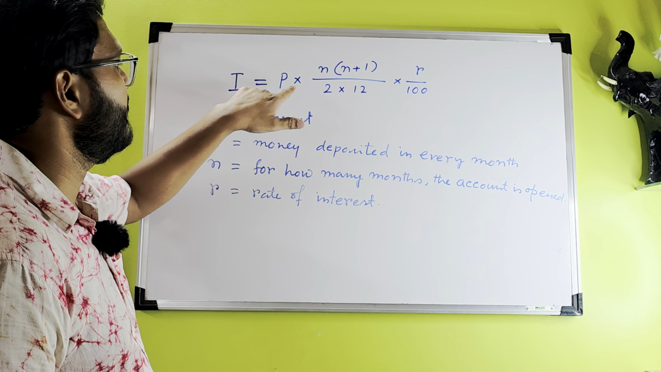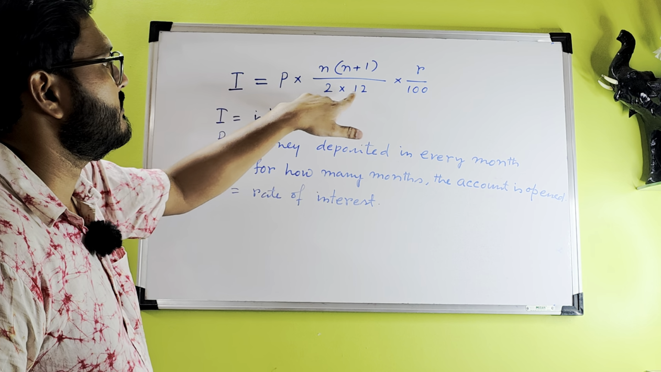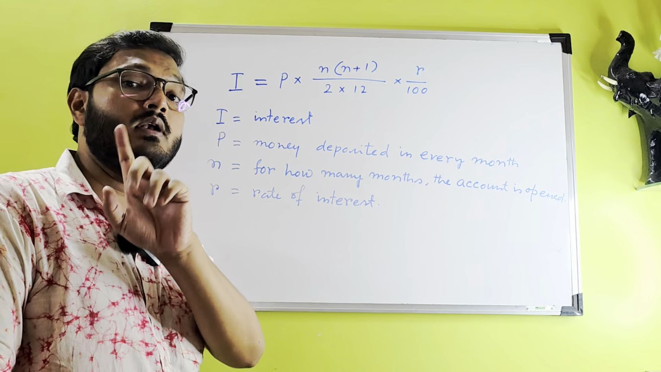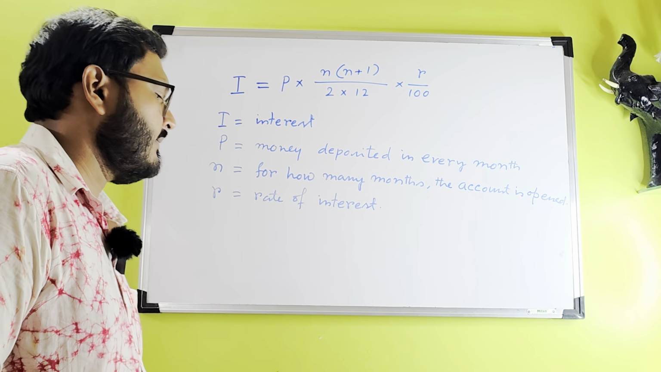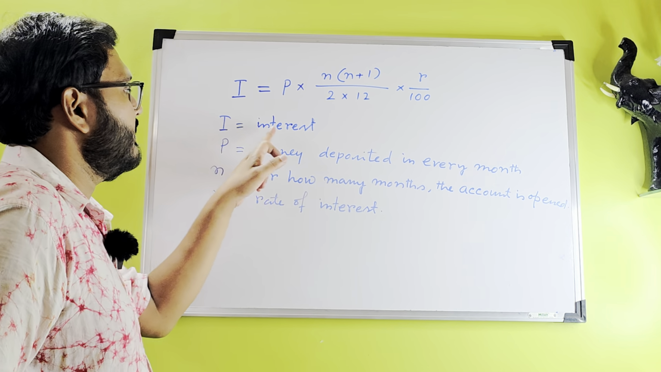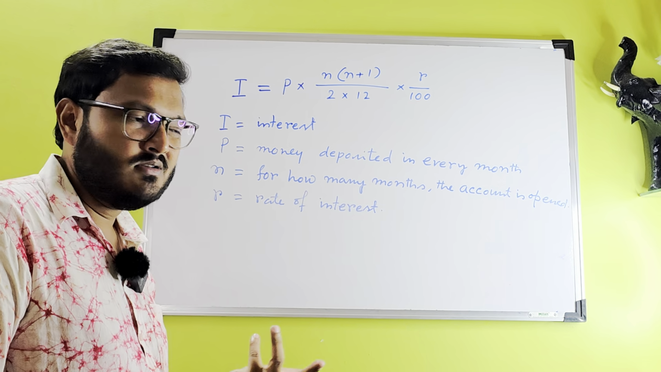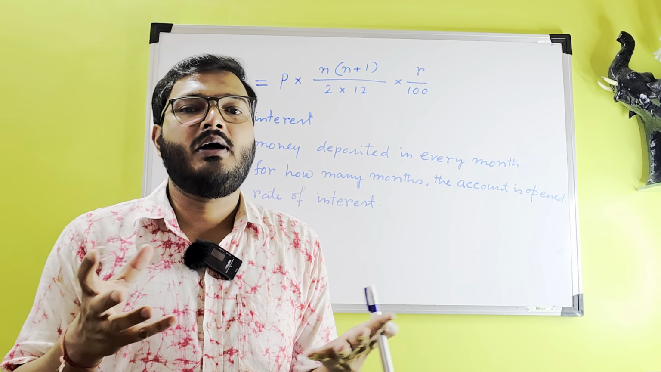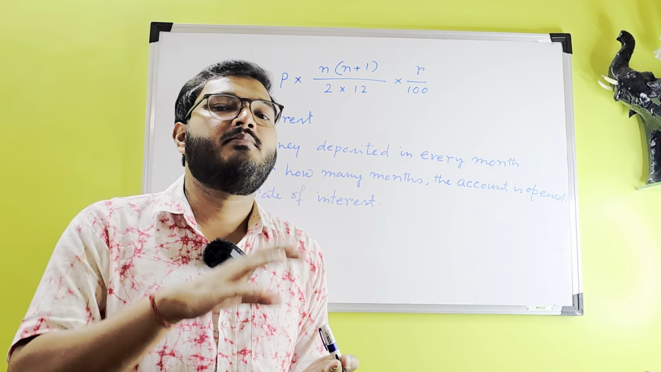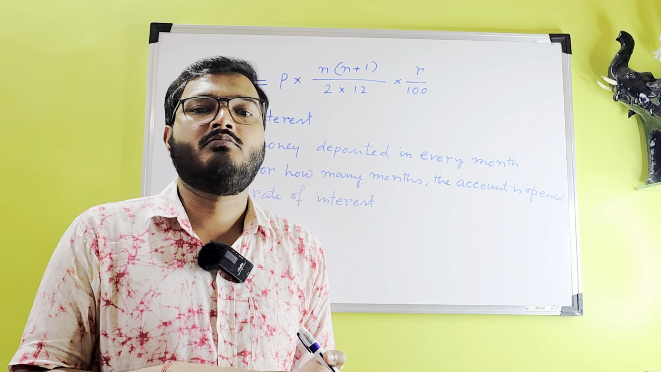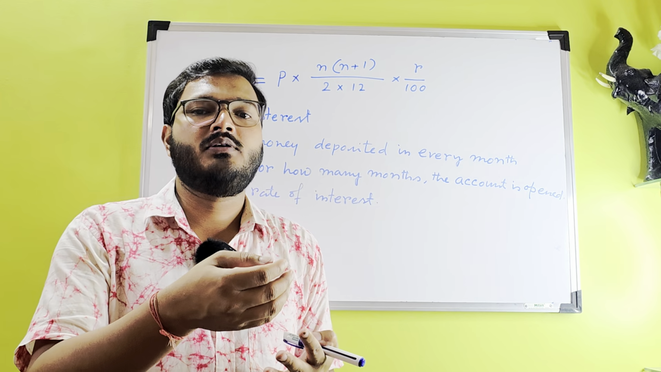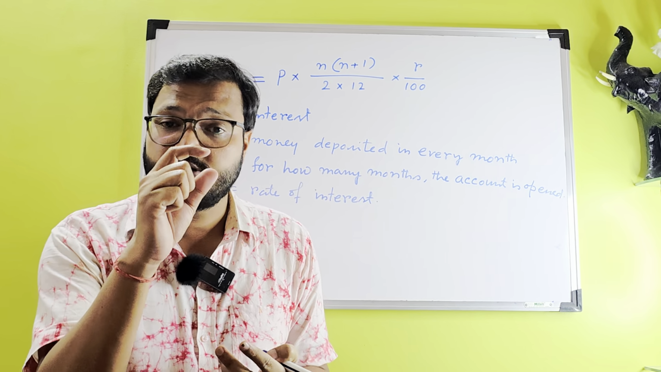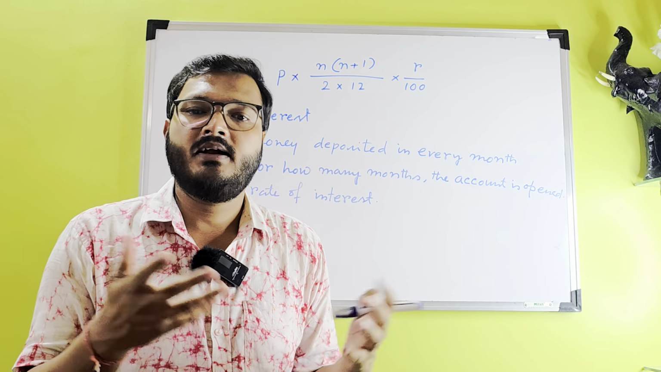I = P × n(n+1)/2 × 1/12 × r/100. This is the one and only formula. Here I is the interest. Interest means, suppose you have 100 rupees and keep it in the bank for 12 months. After 12 months the bank will give you something more. How much more you get from the bank, that is the interest.